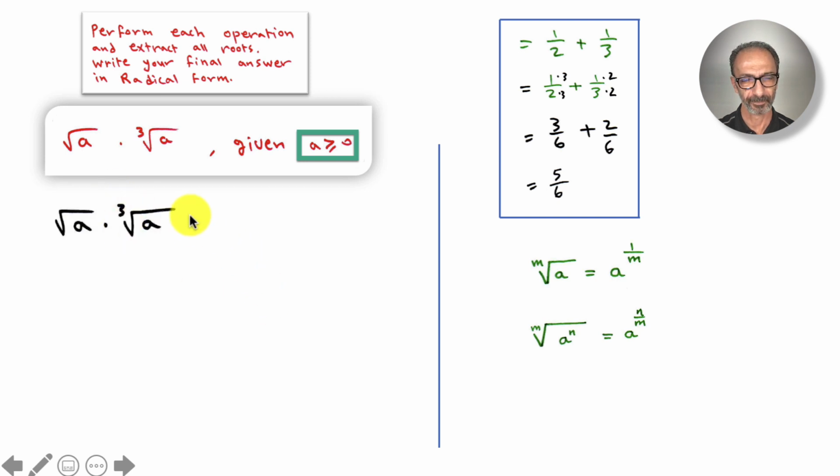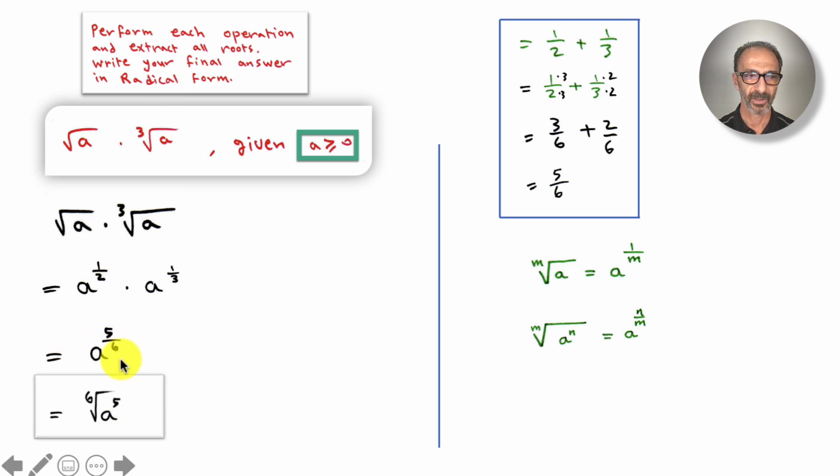So here's the problem. And here's this as a power and this as a power. This is to the power 1/2 and this is to the power 1/3. When you multiply with the same base, we're going to add the exponents, and it's done for us right there. So it's 5/6. Because they want us to write in radical form, we need to rewrite this in radical form. The 1/6 means it's the 6th root of a to the 5th. We're done with this problem. Let's move on.